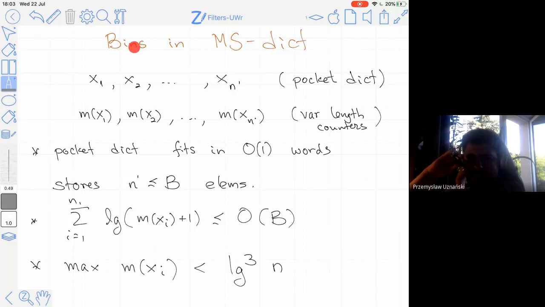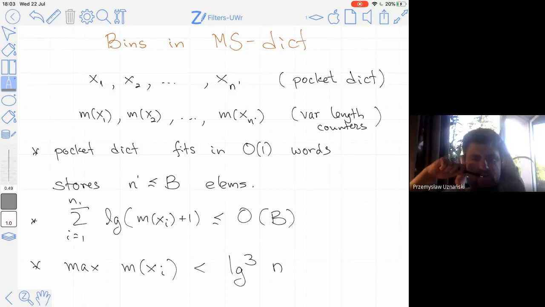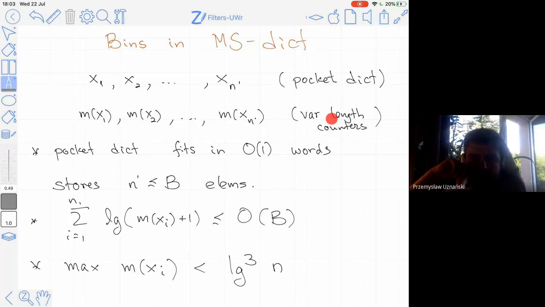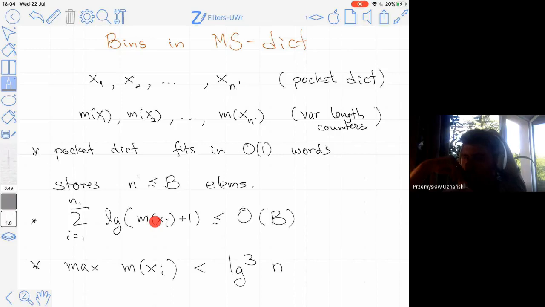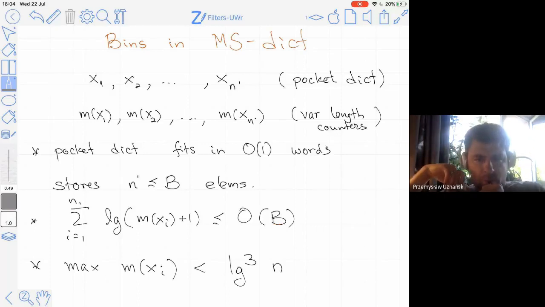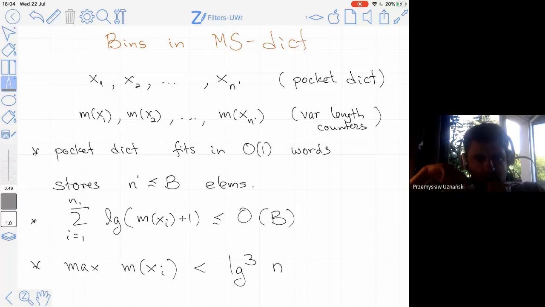So we have our bins in our multi-set dictionary. We store the elements in a pocket dictionary, and we store their multiplicities using variable length counters. Now, we have to make sure, as before, that the pocket dictionary fits in a constant number of words. And we have to make sure that the counters also fit in a constant number of words. In fact, for the purpose of the analysis, we give a somewhat tighter bound on the sum of the lengths of the counters. And of course, we're only talking about the light elements, so their multiplicity cannot be bigger than log q. Okay, so this is what we try to do in our bins.